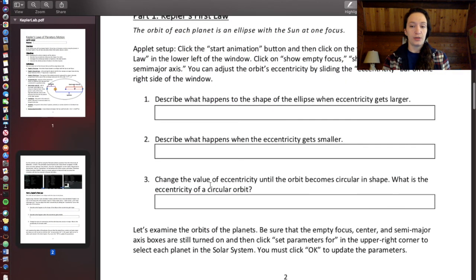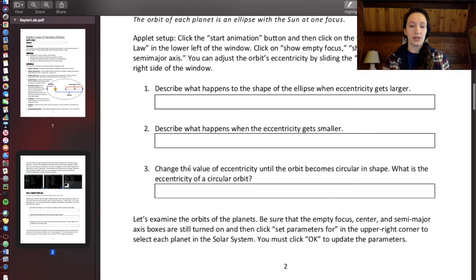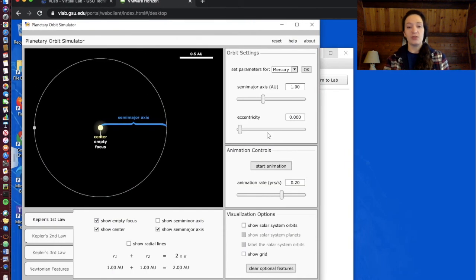Then, number 3, change the value of the eccentricity until the orbit becomes circular in shape. What is the eccentricity of a circular orbit? I just said that, so I gave that away to you. If you need to find out, just go ahead and lower the eccentricity as far as it'll go, and that'll be as close to a perfect circle as you can get.